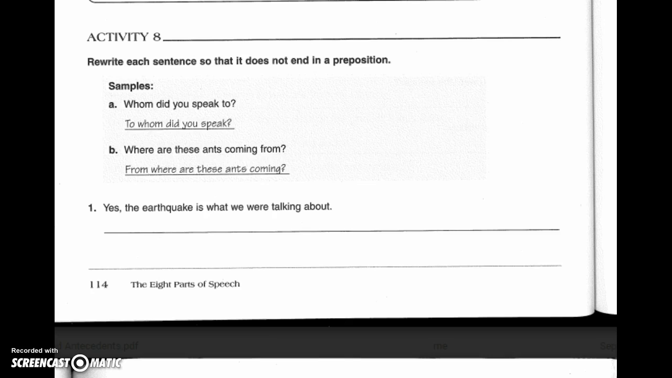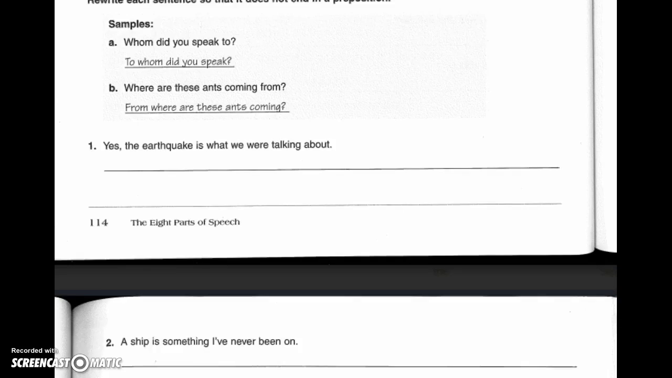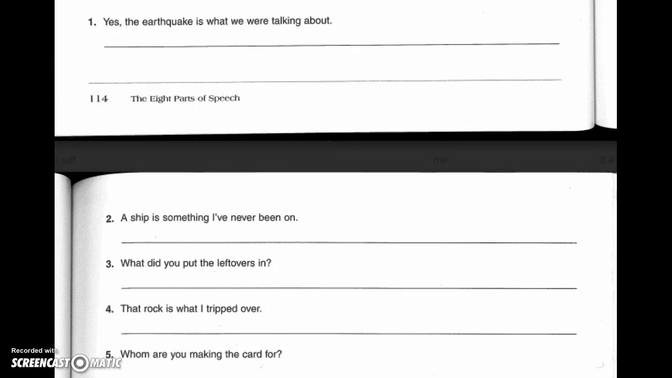Letter B, where are these ants coming from? You say, from where are these ants coming? It sounds odd, but it's actually proper standard written English. So I'd like you to do 1 through 5, as you see here in your notebooks, and this ends the lesson 12 on prepositions.